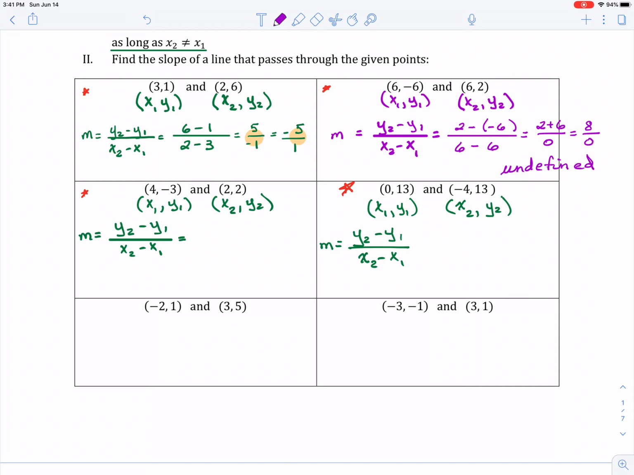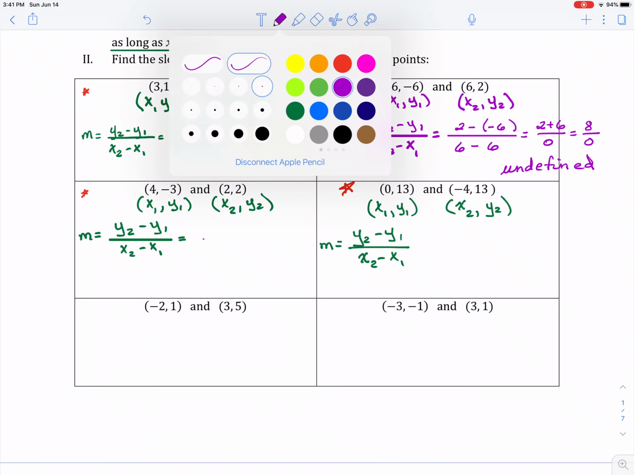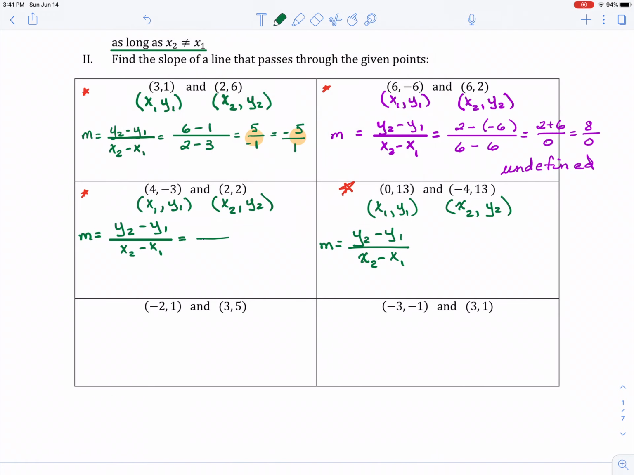Here's another one where I have already labeled the subscripts, the pairings. So I'm starting with y sub 2 is 2, subtract y sub 1, which is negative 3. Coming back to x sub 2, subtract x sub 1. Let me come on down here. This gives me 2 plus positive 3 on top. Gives me a negative 2 on the bottom. So it looks like 5 over negative 2.